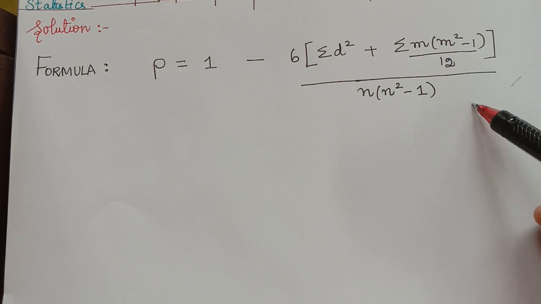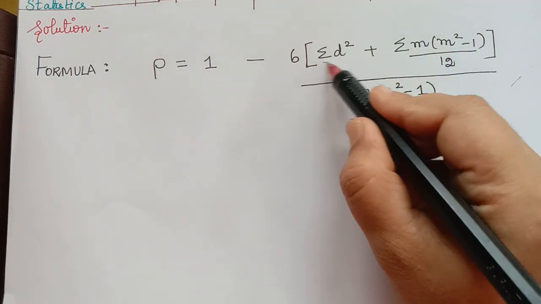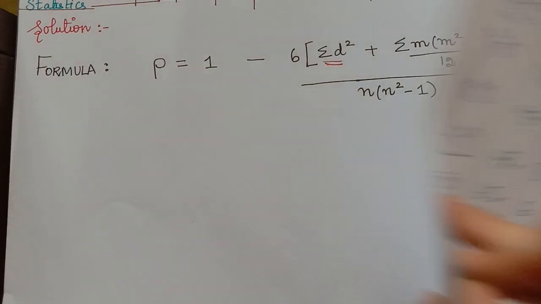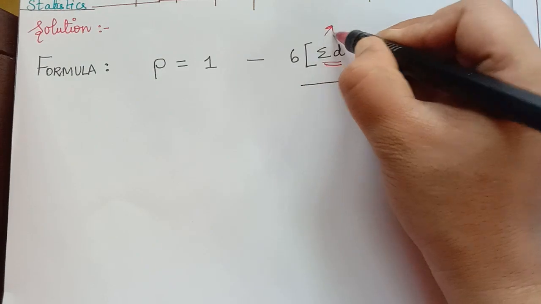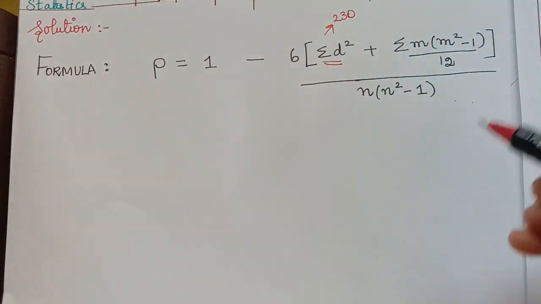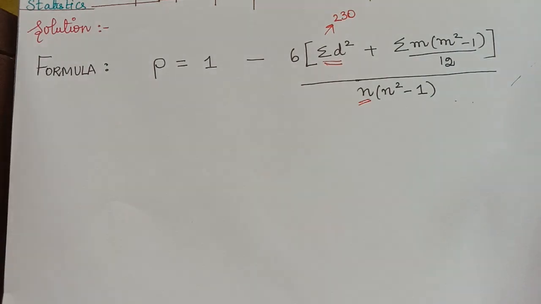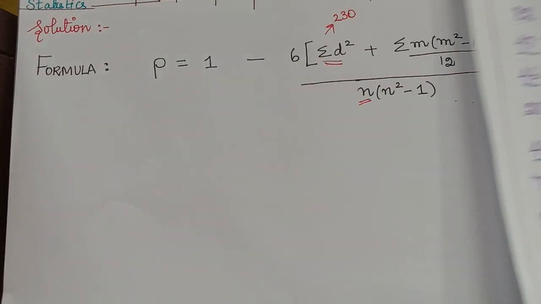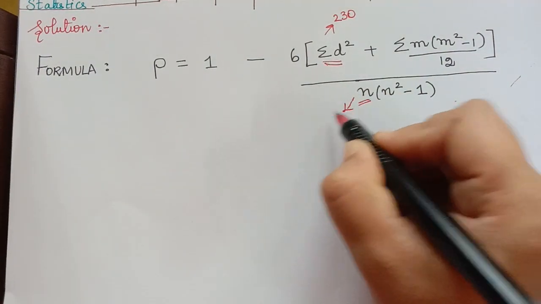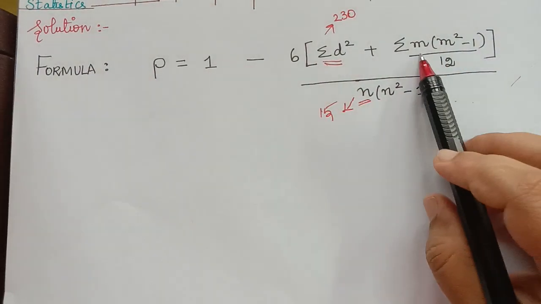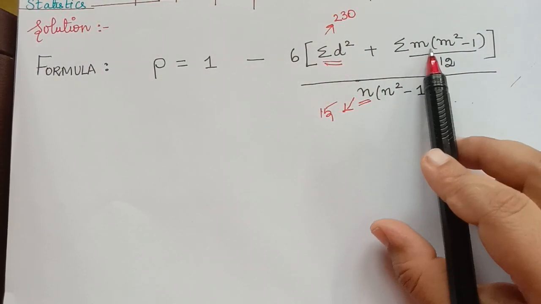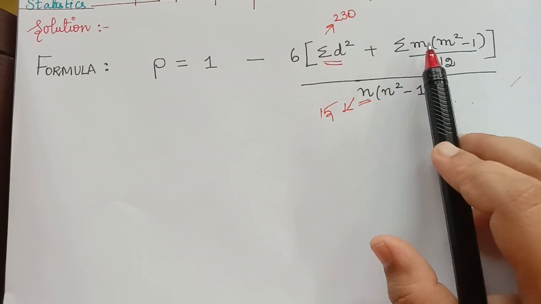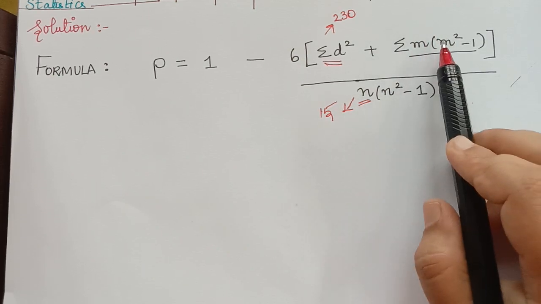So when the ranks are repeated, we will be using this formula, where the summation D square is the value that we have calculated here, and we got it to be 230. And this value of n is the number of observations. So now here in the question, how many marks did we have? We had 15 marks. So the value of n will be equal to 15. Now what is this m? m represents the number of times the ranks are repeated.